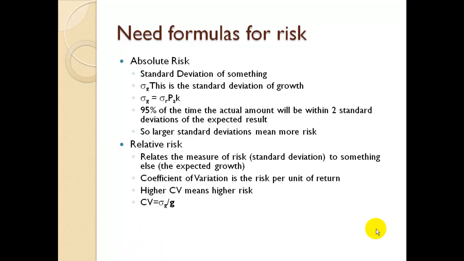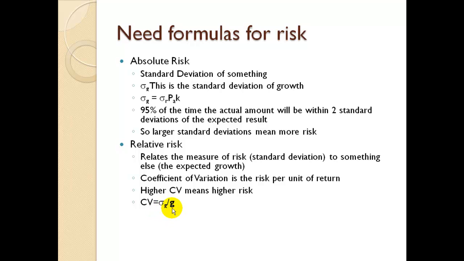Another way to calculate risk and to think about it is relative risk. And it's relative because it's relating our measure of risk, the standard deviation, to something else, and in this case the expected growth. So the coefficient of variation is the name, and it is the risk per unit of return. So a higher coefficient of variation means higher risk per unit of return, and a lower one would mean lower risk per unit of return. In this case, the coefficient of variation is the standard deviation of growth divided by the expected growth.